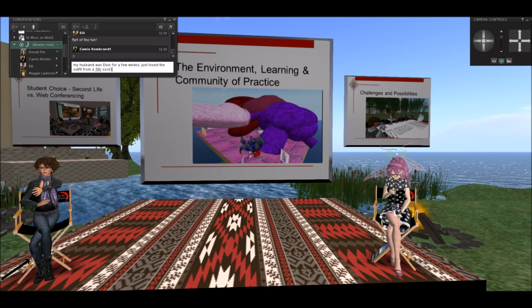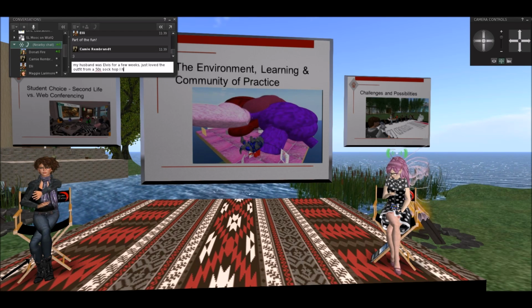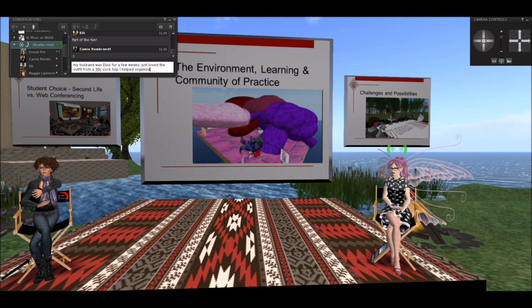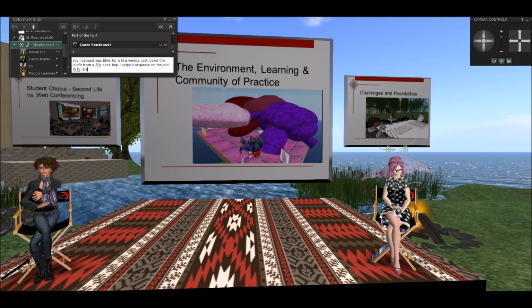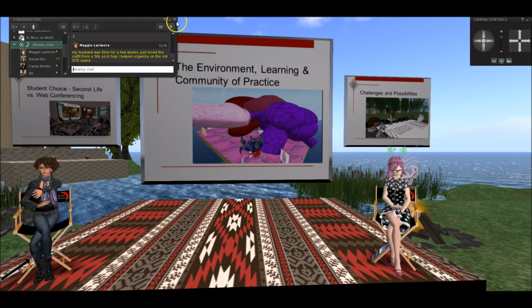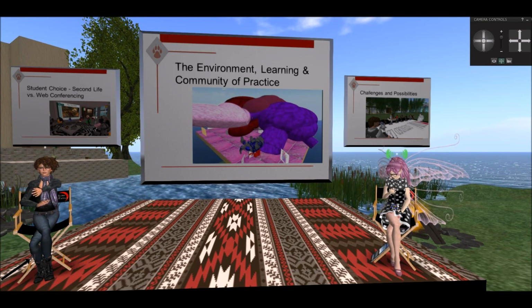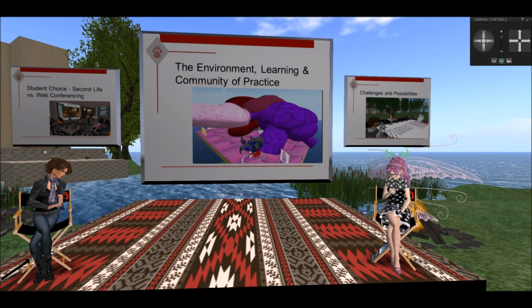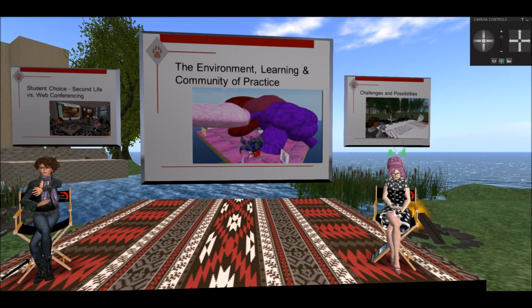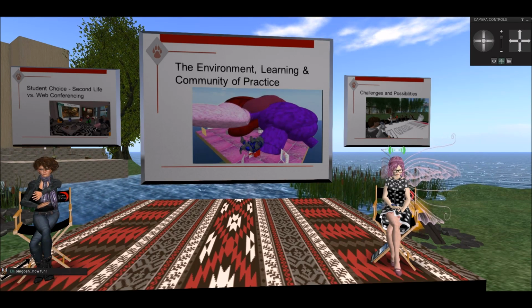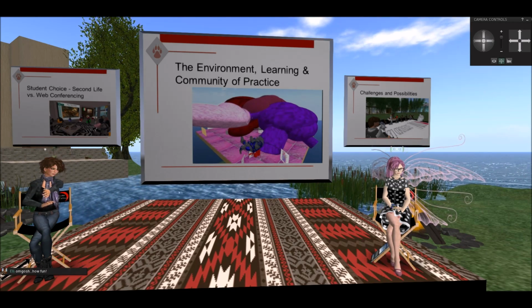Actually, two of them are using Second Life for their class purposes, and I'm sure Becky will talk about this, but one of them is using it for the UNM EMT program. He created a whole little mini campus, and the other one is using it for math tutoring. So I don't think they are.